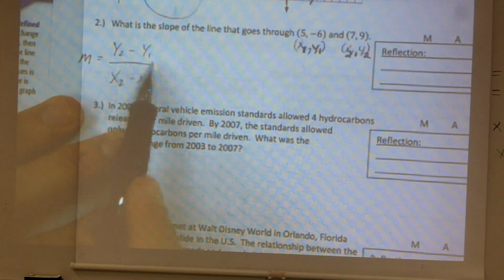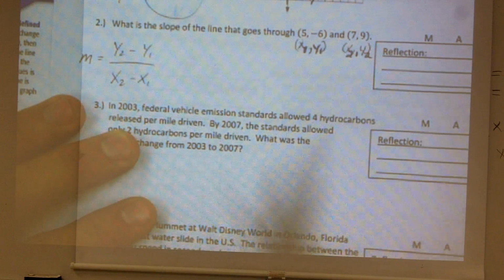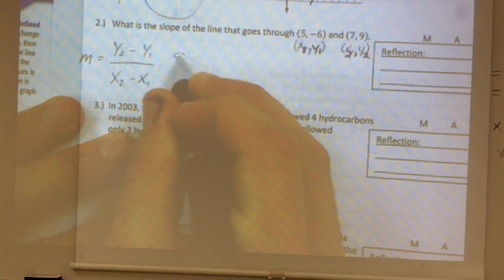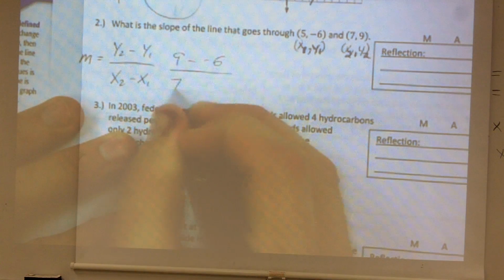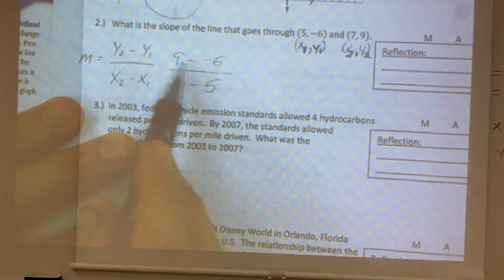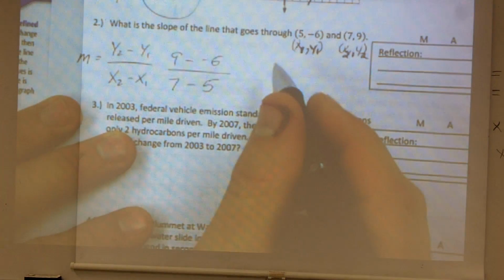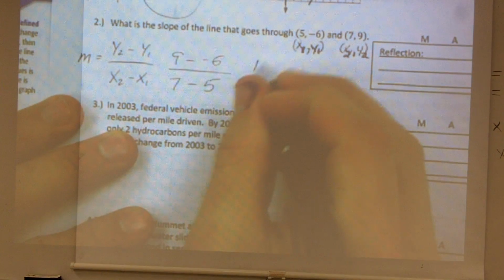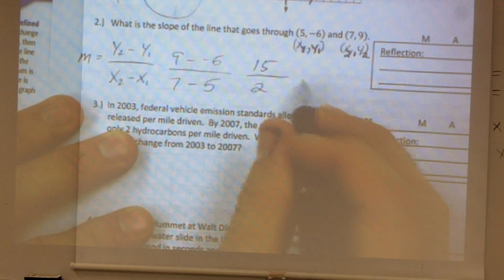But the reason they give you ones and twos is to make sure that we subtract them in the correct order. So this is going to be 9 minus a negative 6 all over 7 minus 5. Remember, it's the change in y over the change in x. Whenever you have a double negative, that now becomes a positive. 9 minus a negative 6 is going to be a positive 15 over 7 minus 5, which is a positive 2.